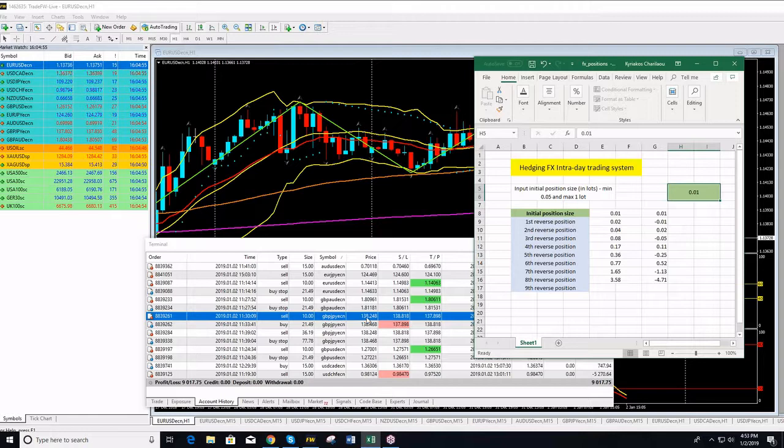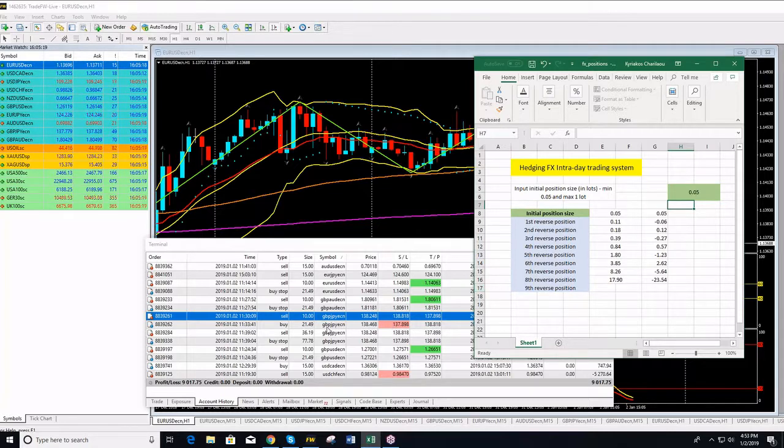On pound yen, I started with a short position of 10 lots. That's the initial position size. According to your account balances, you can adjust that. Okay, maybe you want to start with 0.05 lots. If you start with 0.05 lots, then this one is my initial position size.